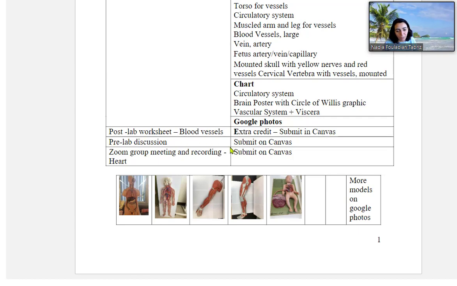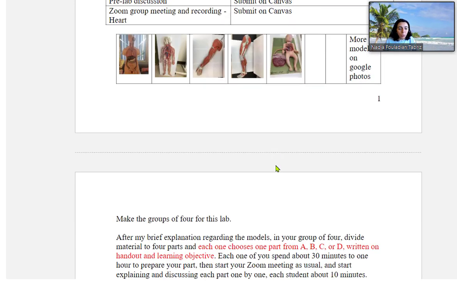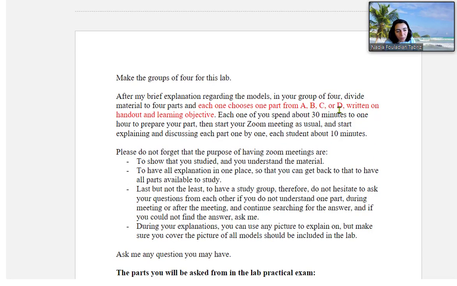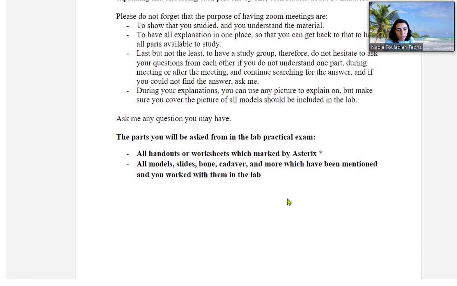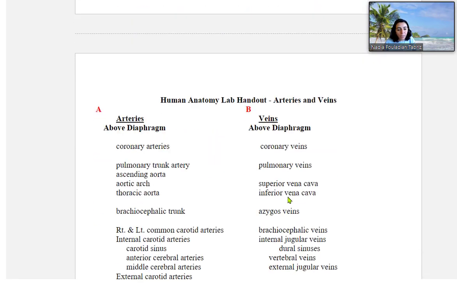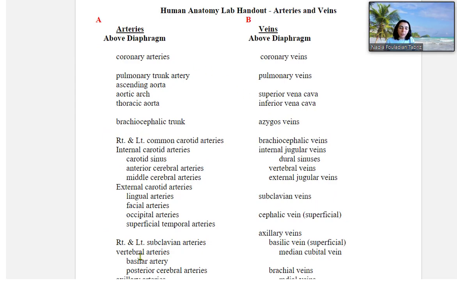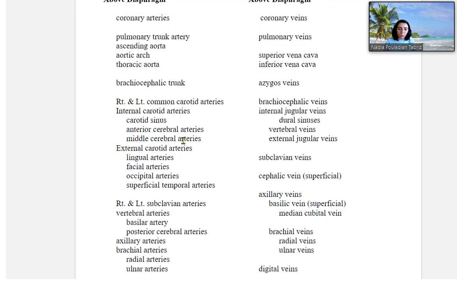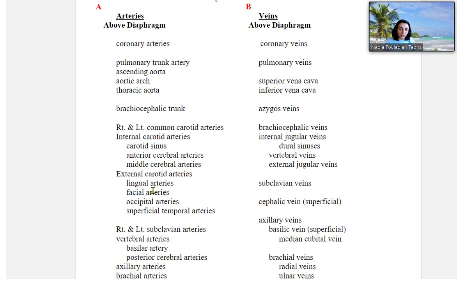We have a pre-lab discussion that I will show you, and you have a Zoom meeting to go over all these ones and make a group of 4 to divide the material A, B, C, and D as has been written and divided already for you. And you're gonna go over all these ones, each one of you. As you see, you have the first one that includes all these parts that mostly are the ones that are separating from the heart and coming out.